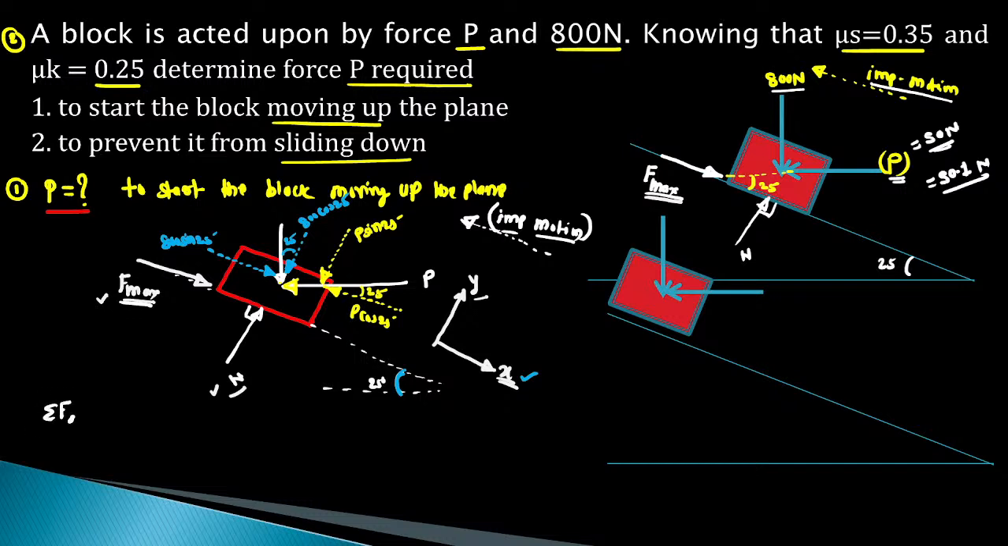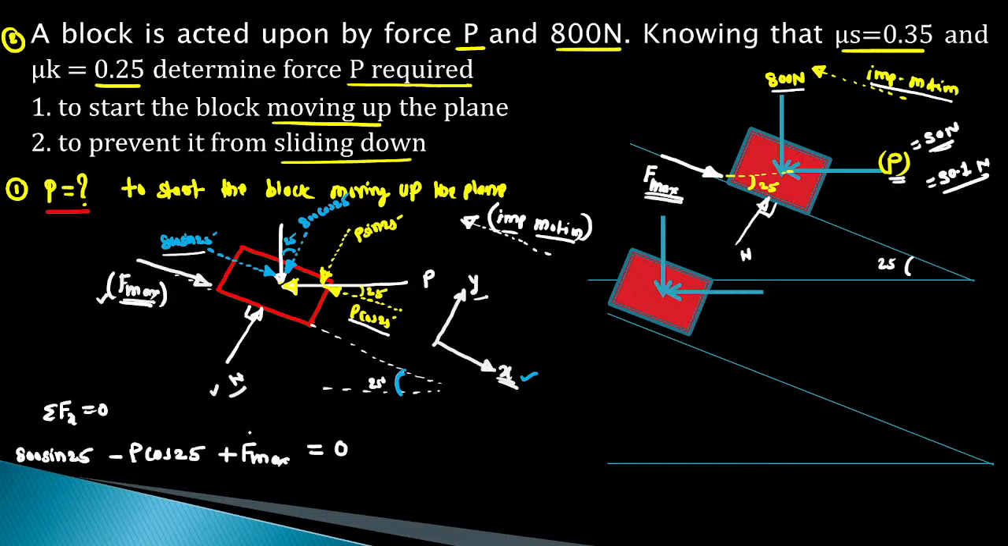So, write summation Fx equals 0. For summation Fx, consider all x forces. First is 800 sin 25, it is positive. Then the next x component is P cos 25, and it is in the negative x direction, so minus P cos 25. Then we have the frictional force, which is the limiting frictional force F max, so plus F max. No other force, so equal to 0.